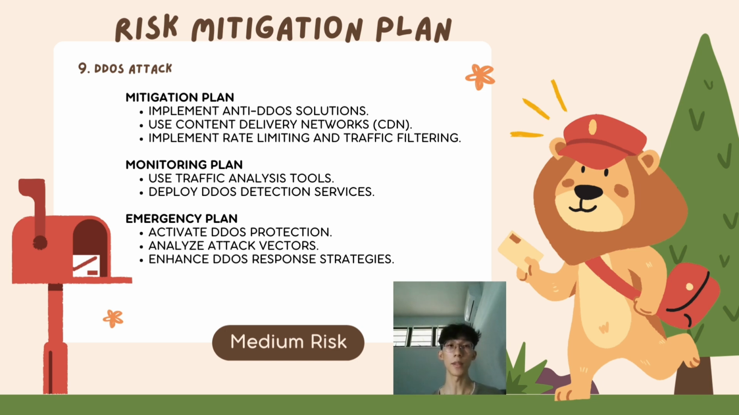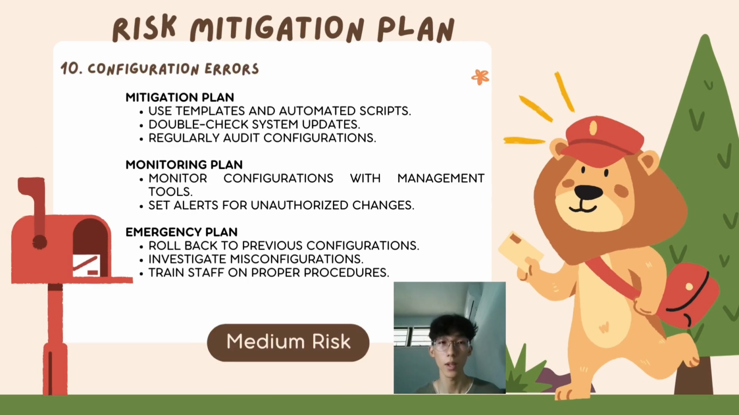And for the emergency response plan in the event of a DDoS attack, the company shall immediately activate the DDoS protection service to counteract the influx of malicious traffic, and also conduct a thorough review and analysis of the attack vector to understand the nature and origin of the source of the attacks, and use this information to enhance the existing DDoS response strategies and implement additional protective measures as needed. By refining response protocols and improving defenses, the company can better withstand future DDoS attacks and ensure the continued availability of the critical services.